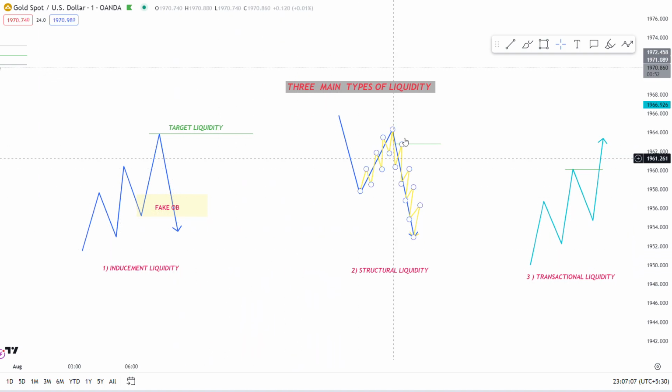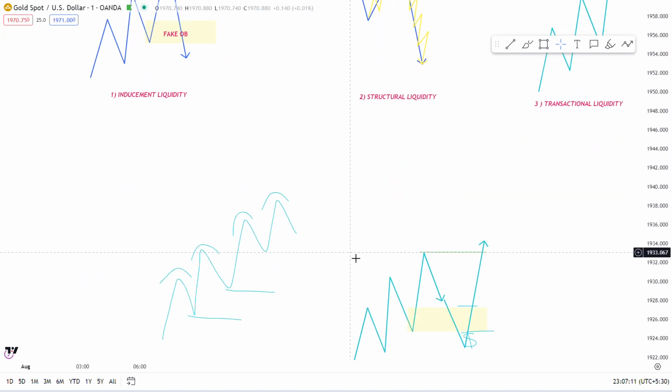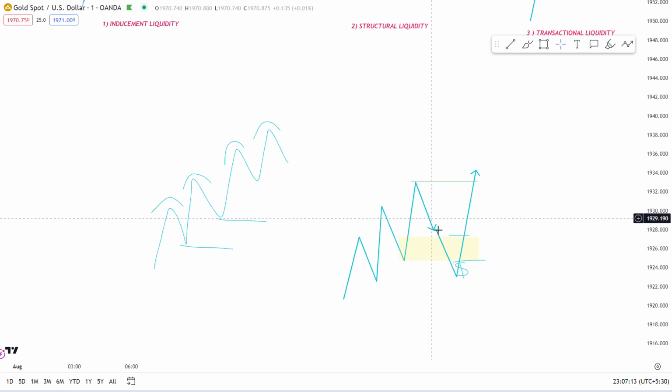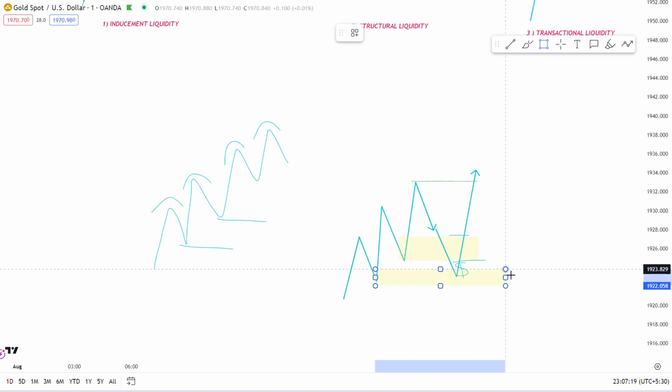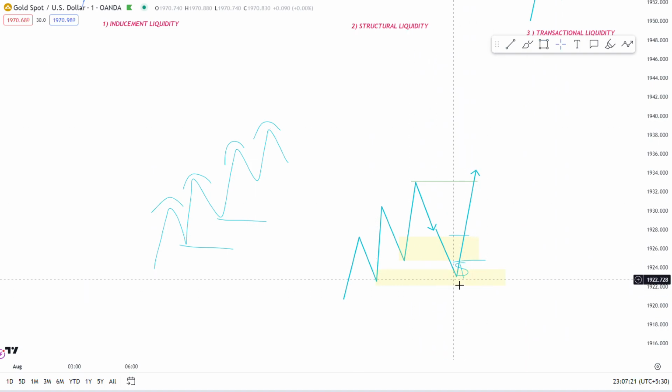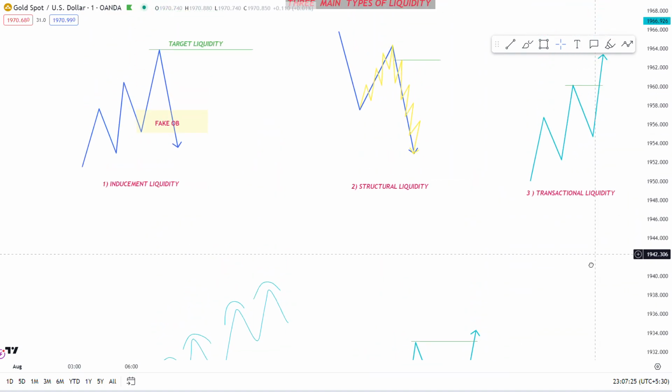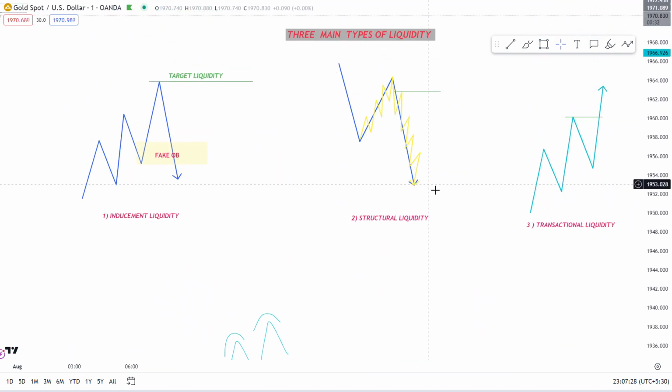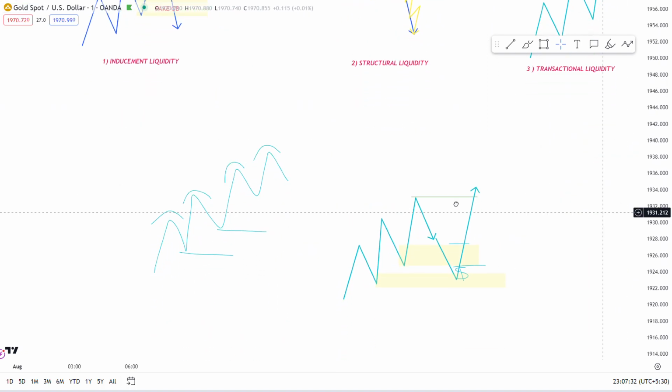So there are three types of liquidities. First is inducement liquidity, which I have explained here. If the market is moving in an uptrend and gives a false break of the structure, this false break of the structure is our entry, and we enter here with a small stop loss and target the next liquidity, right? And next one is structural liquidity. So what is meant by structural liquidity?